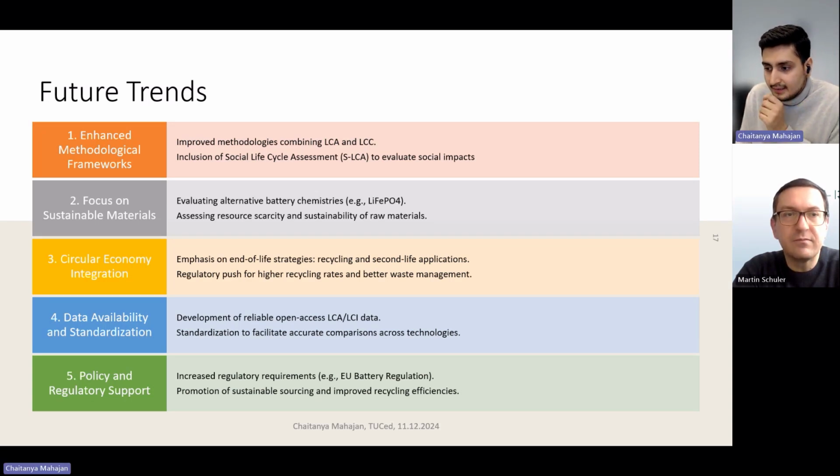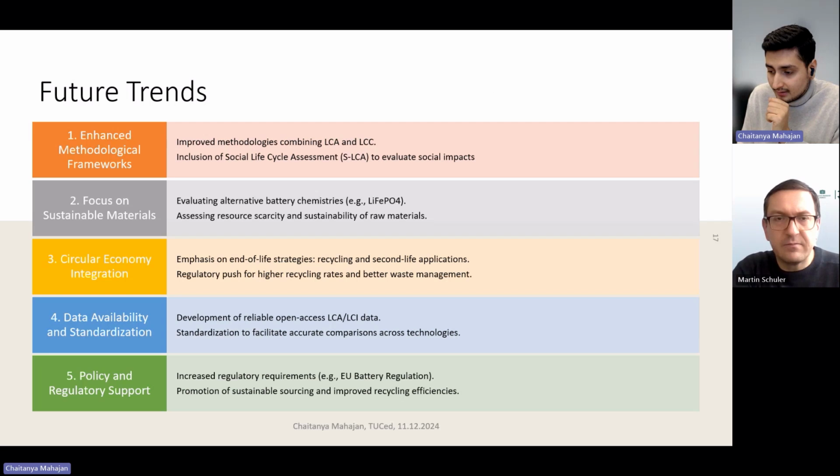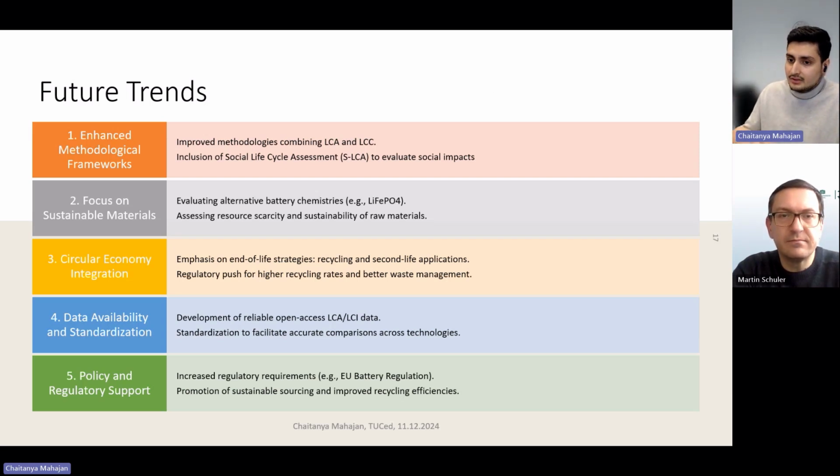Some of the future trends in this combined method are improving the existing life cycle costing and life cycle assessment integration methods. The next big stage would be to integrate the social life cycle part. In terms of batteries, we can look at solid state batteries. We can maybe change the materials we're using in the manufacturing of these batteries, the minerals, the metals, and so on. We have to focus, as I said before, because recycling has a huge optimization potential, so we need to focus more on end of life strategies.